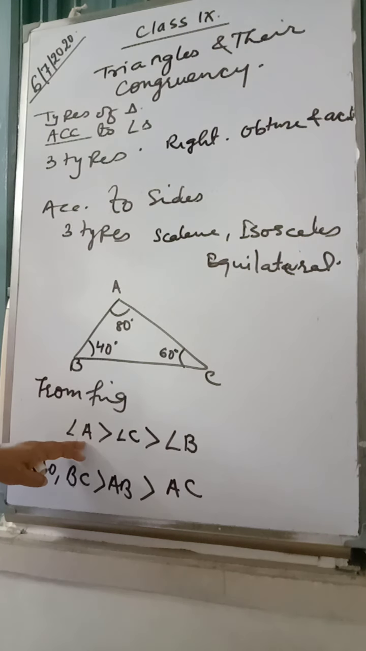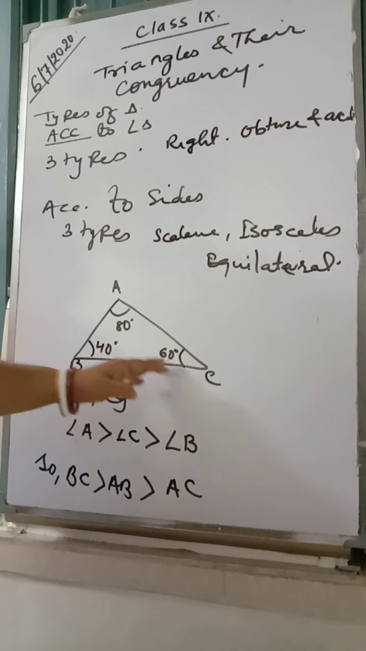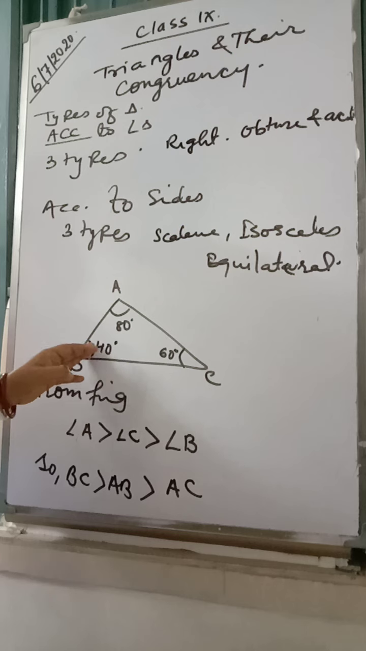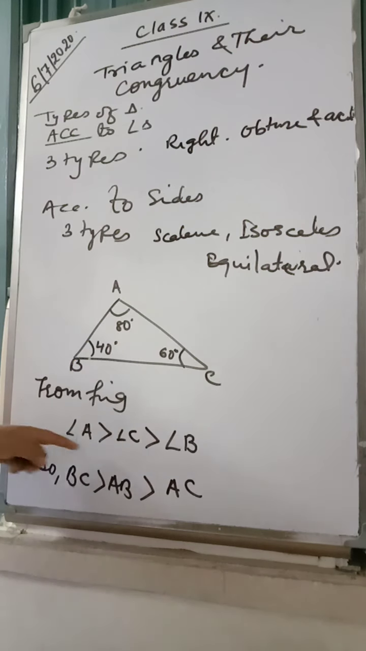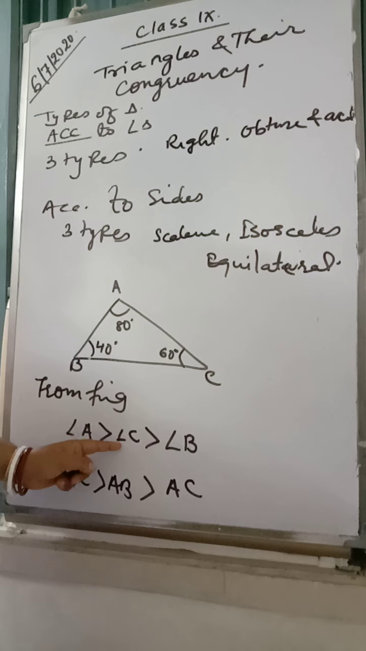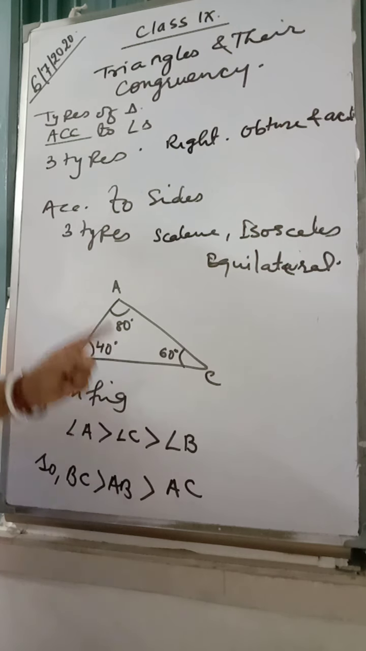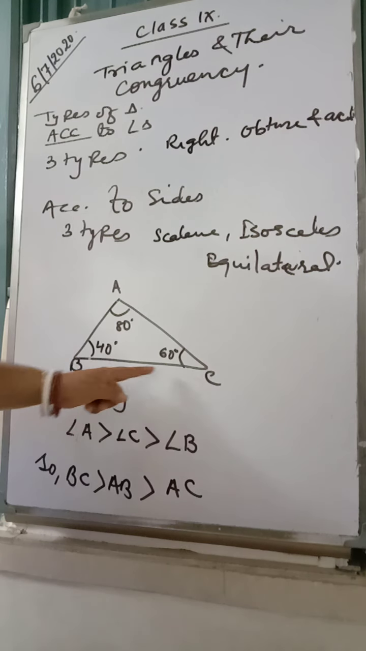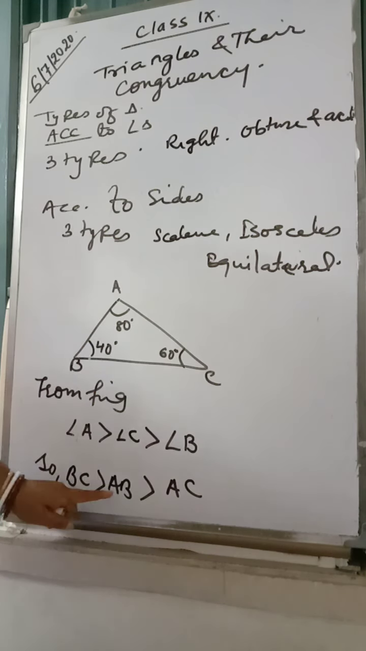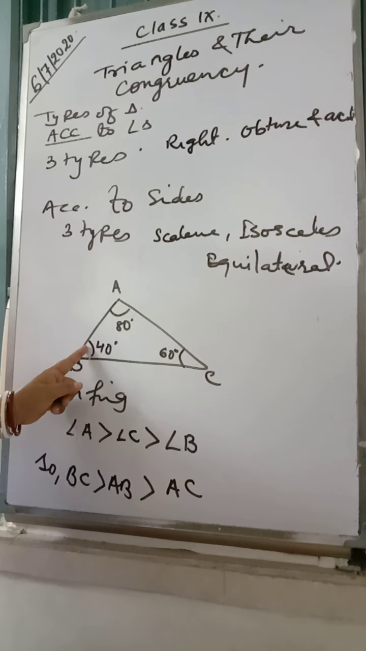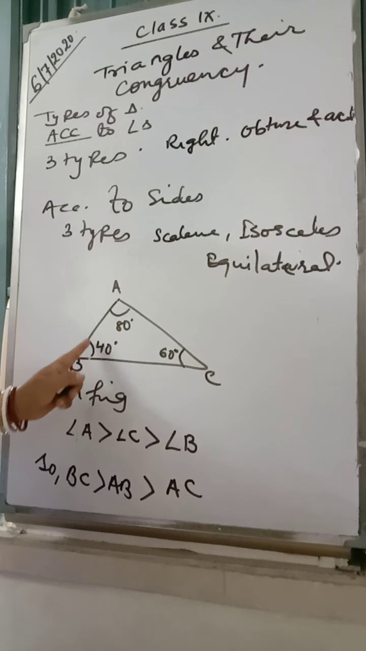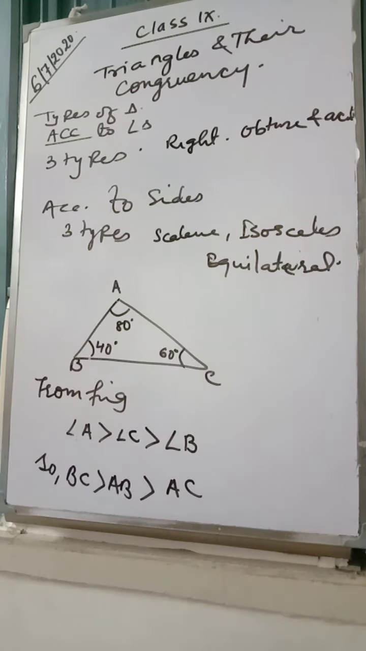From the figure we can see angle A is greater than angle C, though angle C is 60 and angle A is 80, and angle C is greater than angle B, though angle C is 60 and angle B is 40. It is written in descending order: biggest, second, then the third. Similarly, the side opposite to angle A will be the biggest side, the side opposite to angle C will be the second largest, and the side opposite to angle B will be the least one. This is the relation it has.